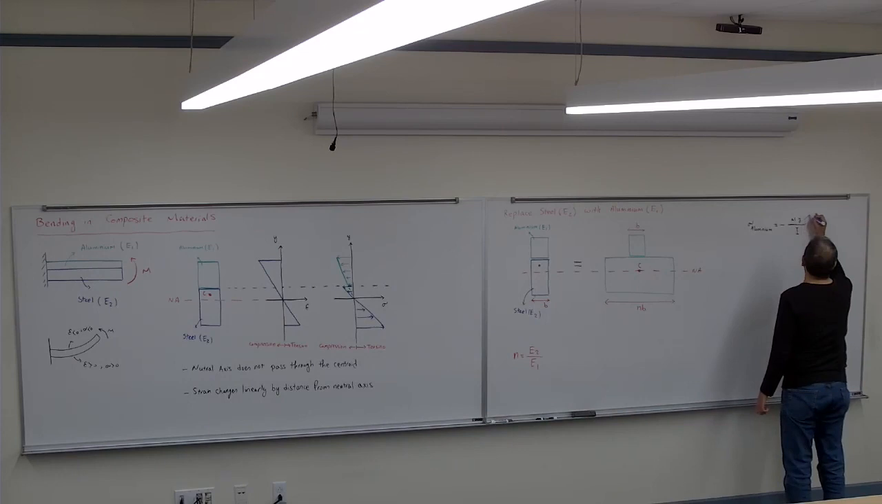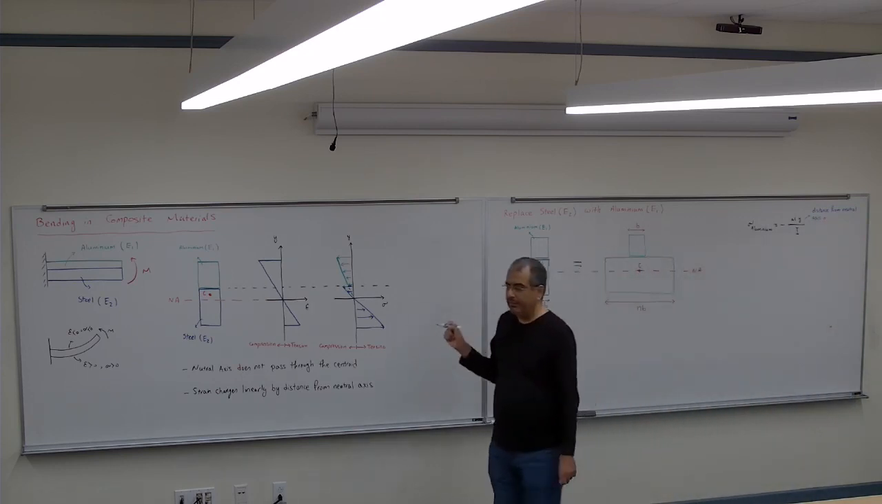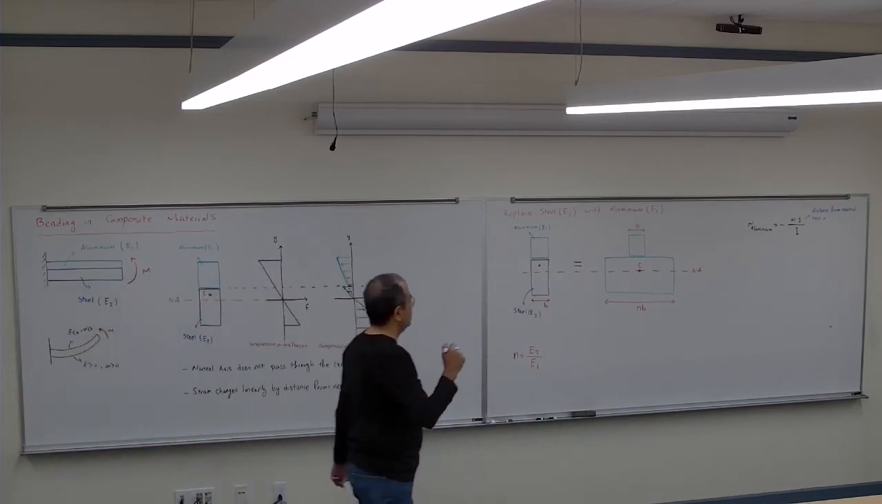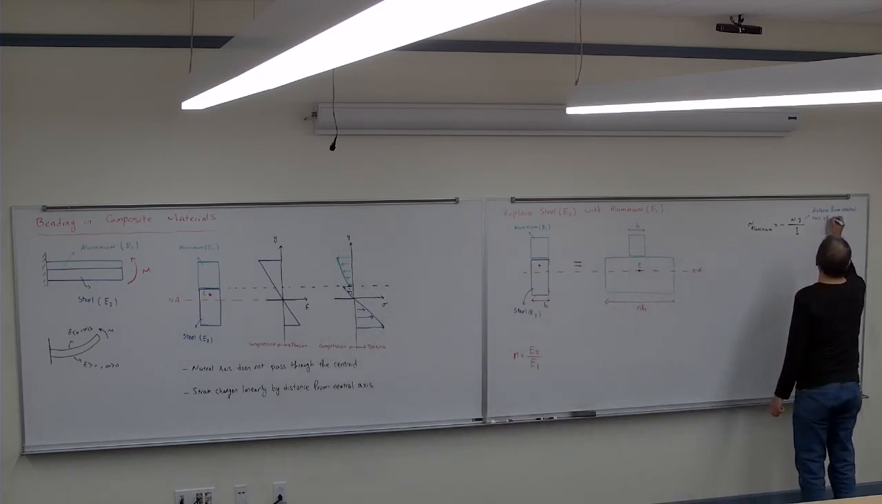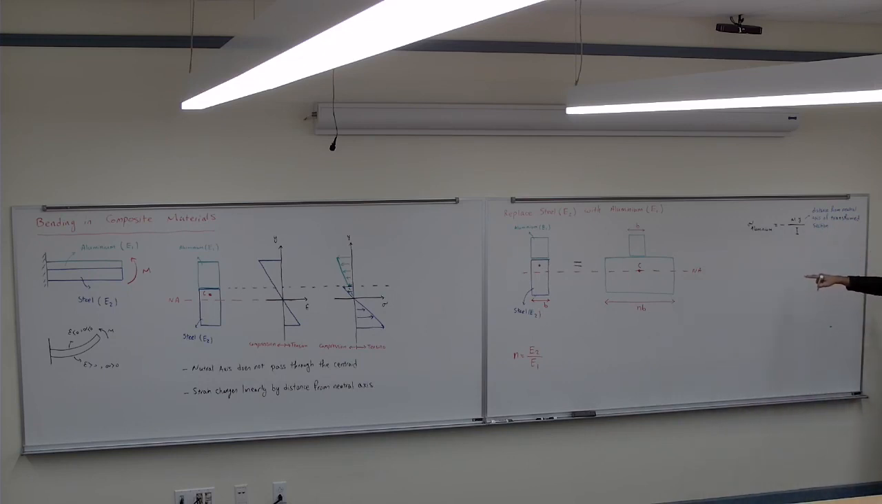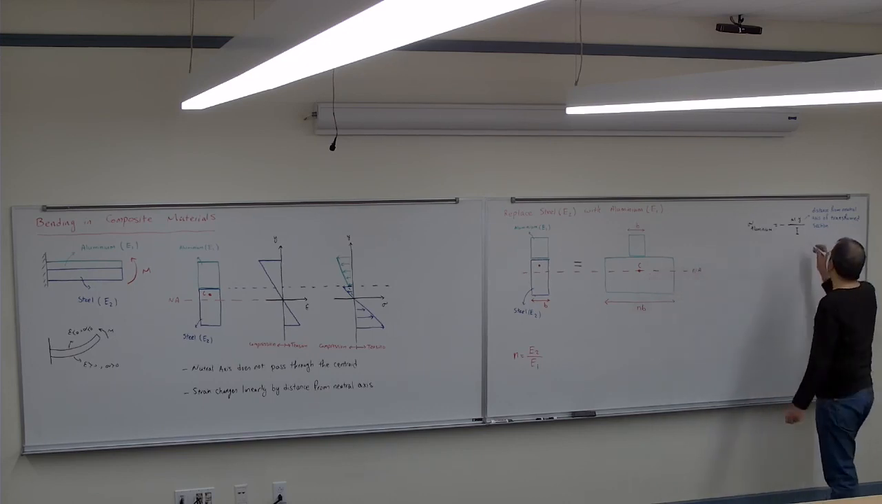Y is distance from neutral axis in transform section, axis of transform section. So this is the distance from the neutral axis of the transform section. And the I is the same.